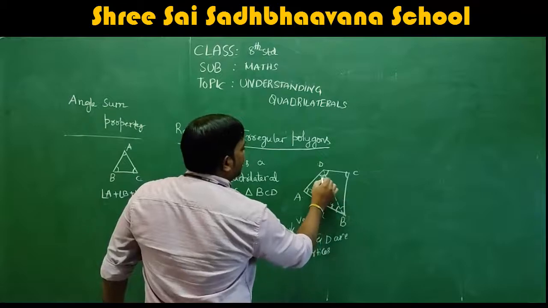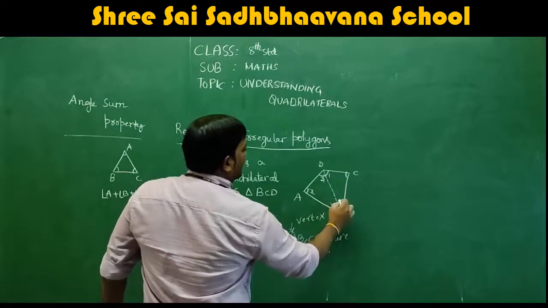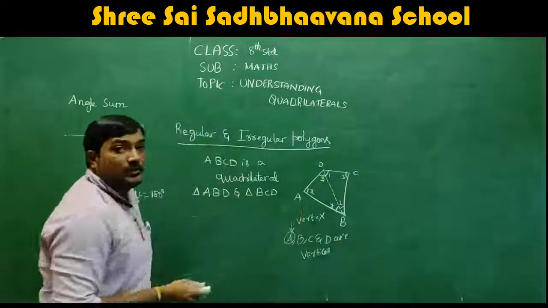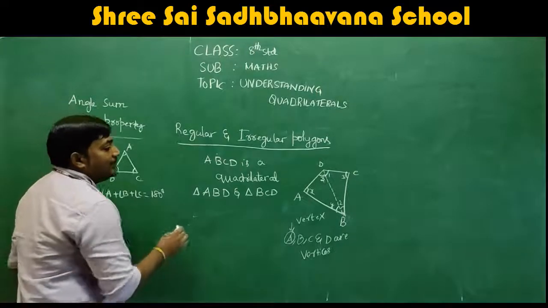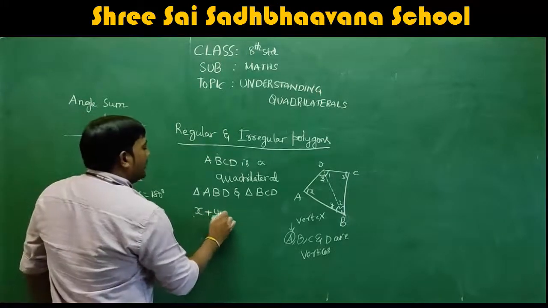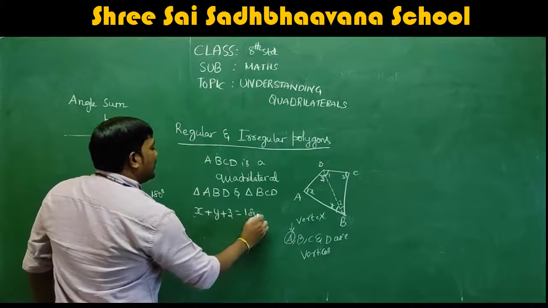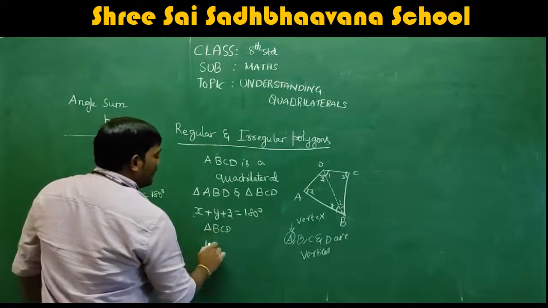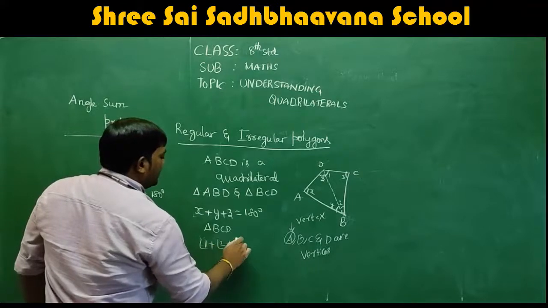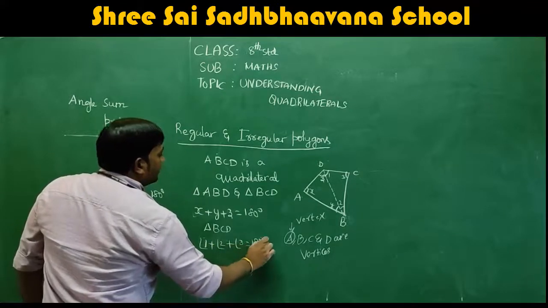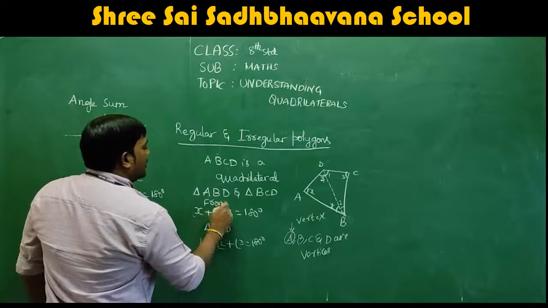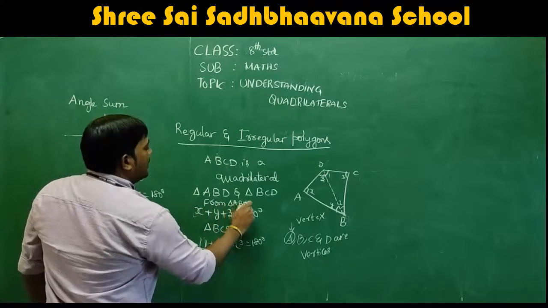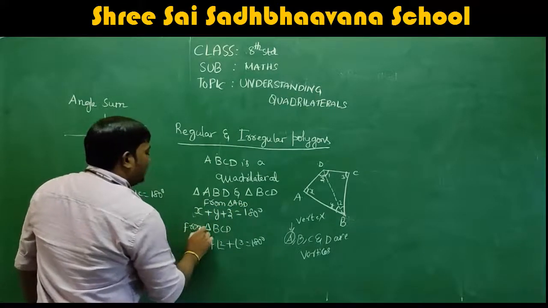X, Y, Z. And this you take as 1, 2, 3. It will be easy to remember. So from triangle ABD, what are the angles we have? X plus Y plus Z is 180. From triangle BCD, angle 1 plus angle 2 plus angle 3 is equal to 180 degrees. This is from triangle ABD and this is from triangle BCD.